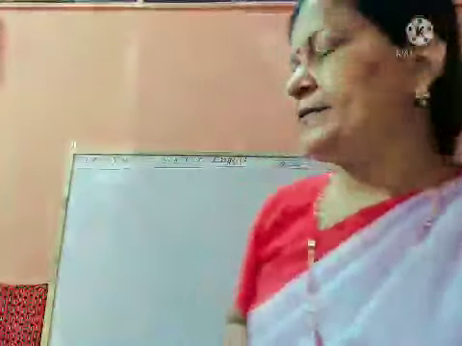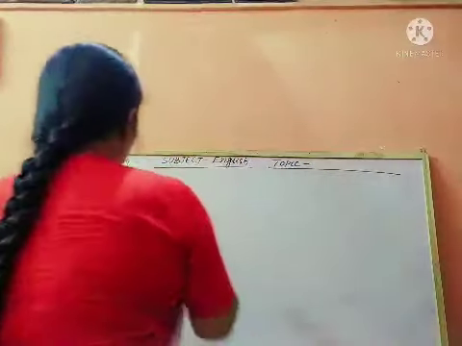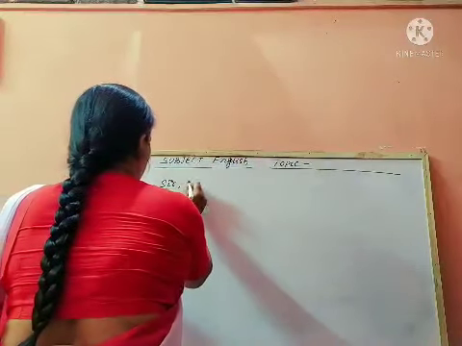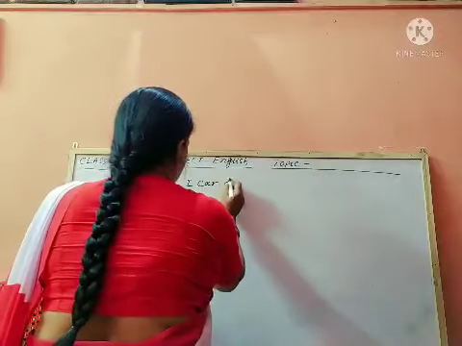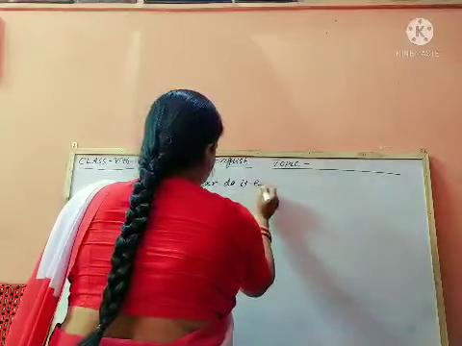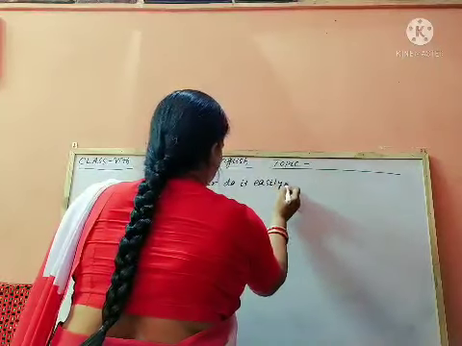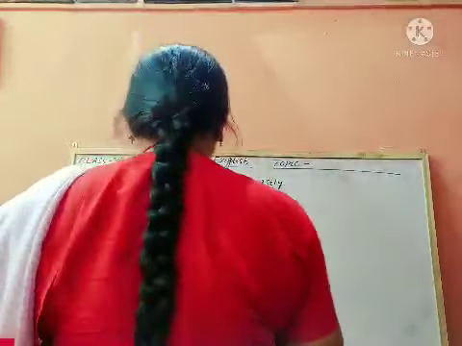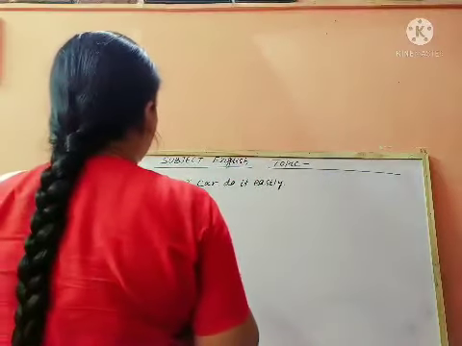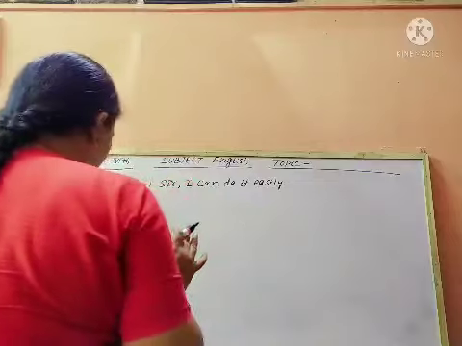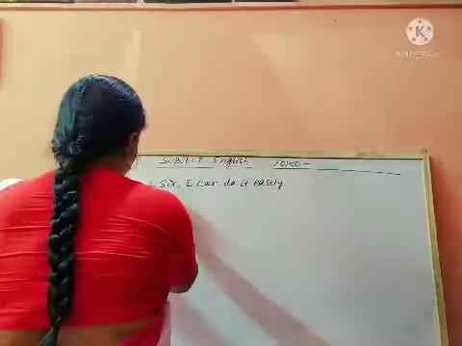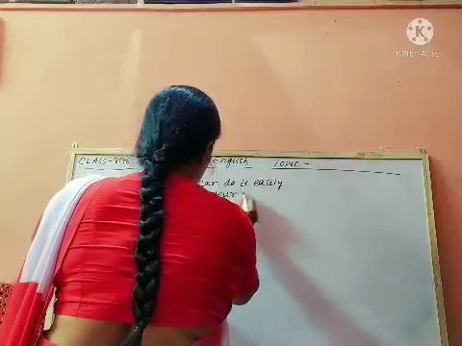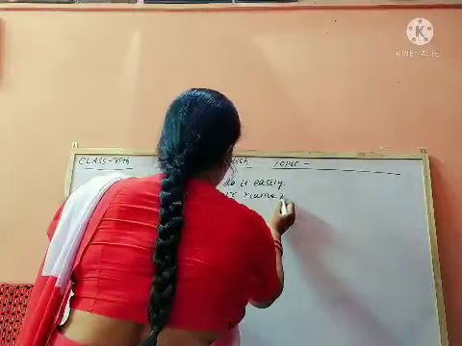Look at the sentence. Sentence 1: Sir, comma, I can do it easily. Then the second question: What is your name? What is your name? Then question mark.